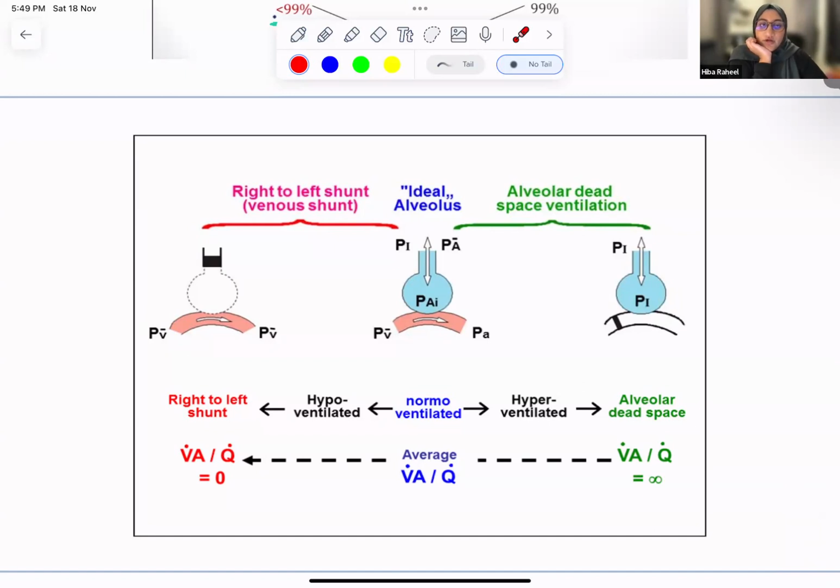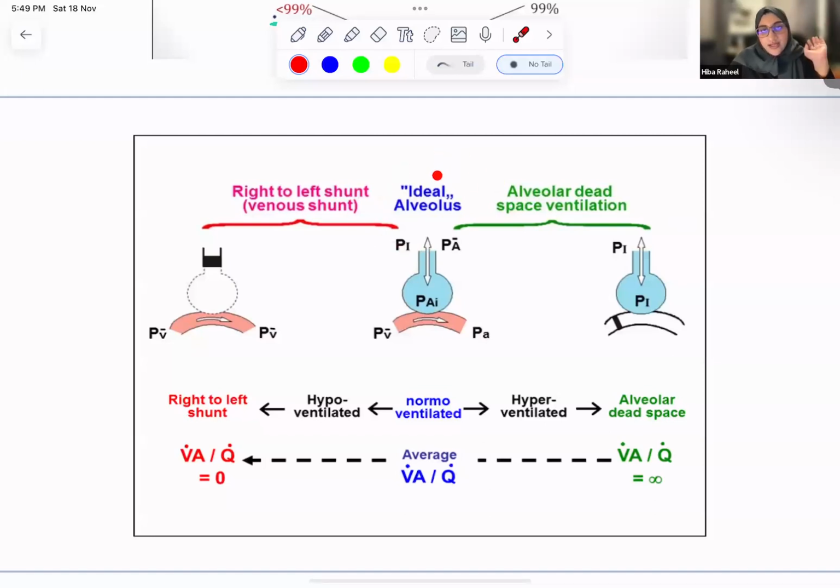Okay, so now we're going to move on to our shunts. There are two types of shunts, the right to left shunt and the alveolar dead space. By the way, you guys, we're very close to finishing. If you've hung out this far, you're going great, okay? Now we're moving on to the relatively easier part, the VQ shunts, the normal shunting.